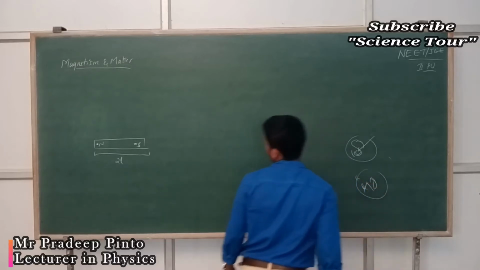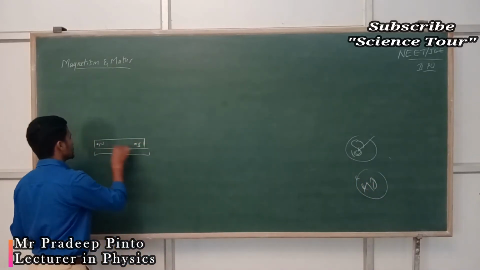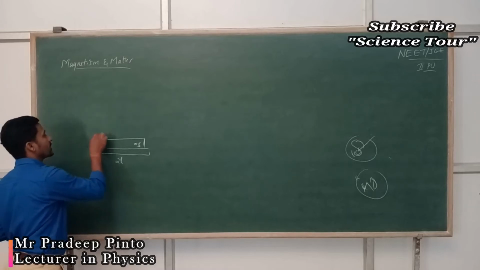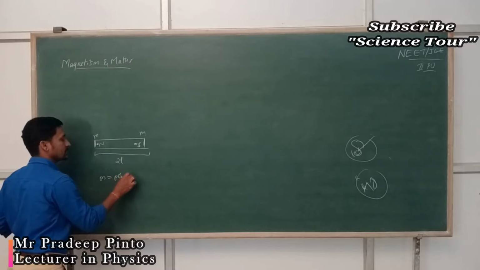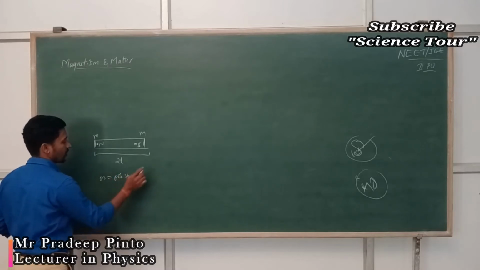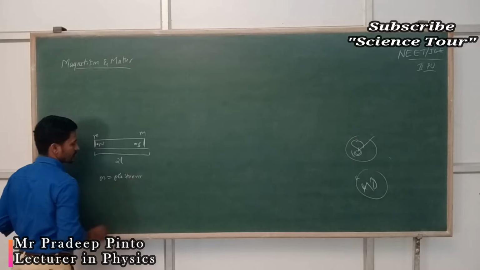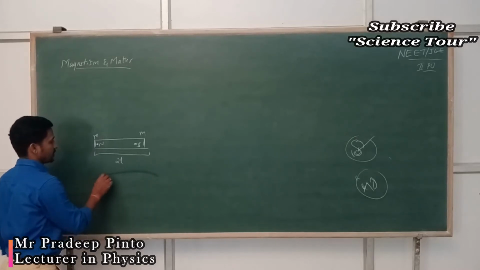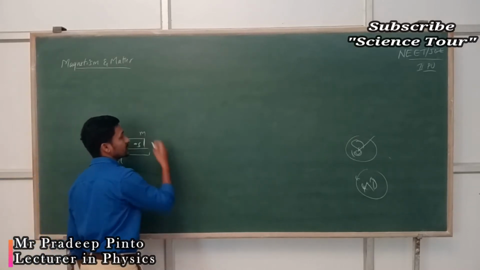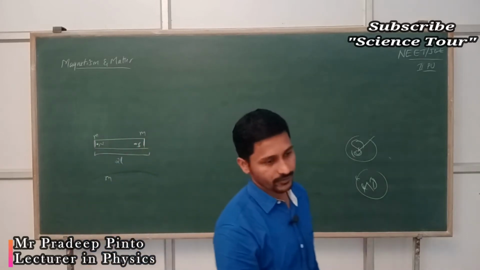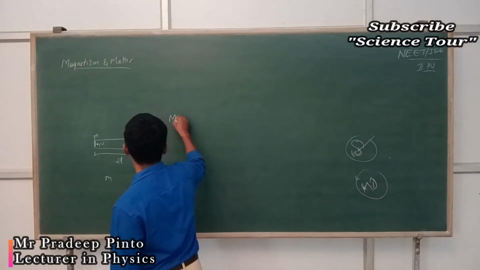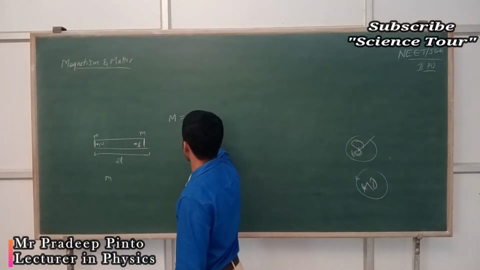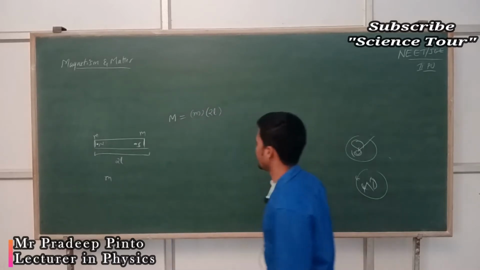So here also for the poles some strength is there, that is called pole strength. A small letter m we are going to write for the pole strength. So how can we give the magnetic moment for a bar magnet? The magnetic moment for the bar magnet, we are going to write with a capital letter M, that is nothing but pole strength into the length of the magnet.